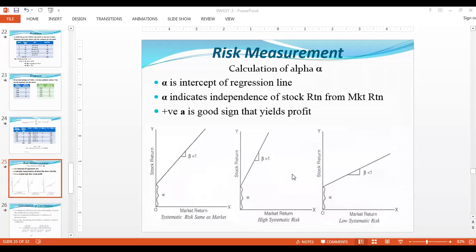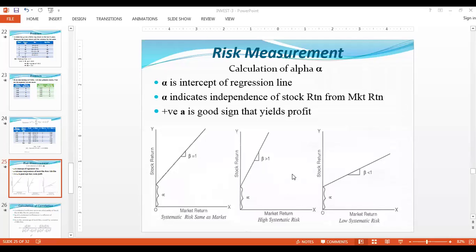Suppose I have a share of a company called ICICI Bank. Its beta value is only 0.4. What does it mean? It means that if the market falls by 10%, my share of ICICI Bank will fall by just 4%. So whenever your markets are falling, it is always recommended that you have shares of such companies wherein the beta value is less than 1.